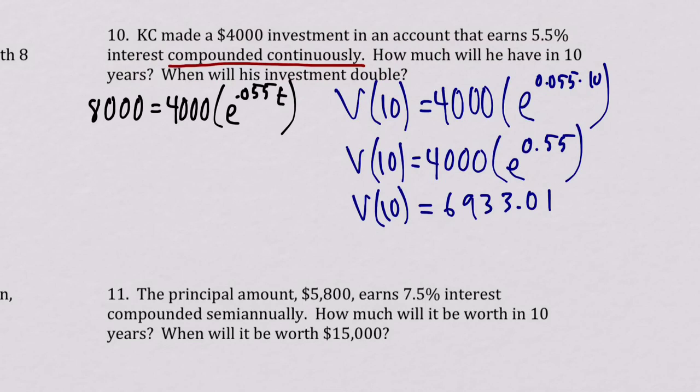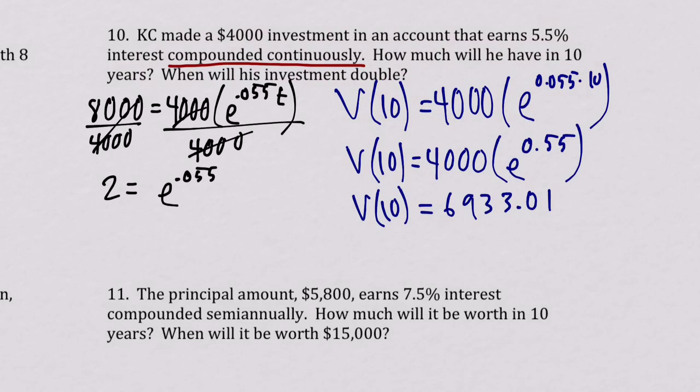The way I'm going to solve that is with a logarithm. The first thing I'm going to do is divide by 4,000 to cancel it. Divide by 4,000 on this side as well. So that's 2 equals e to the 0.055t. Now I'm going to take the log of both sides. Since the base is e, I'm going to take the natural log of both sides. So natural log of 2 equals natural log of e to the 0.055t. And then I'm going to use the power property of logarithms to bring this down to the front.